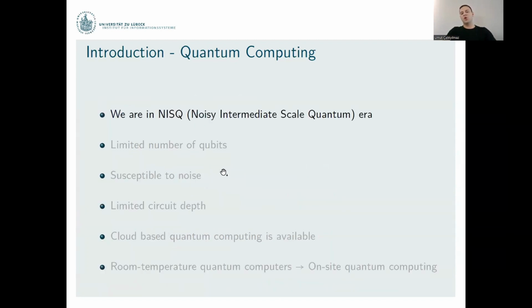We are now in the noisy intermediate scale quantum era, which means that we have a limited number of qubits in our quantum computers, and these qubits are susceptible to noise. So we have to limit our computations to a short time. So we have limited circuit depth. Now, cloud-based quantum computing is available, but these quantum computers run at very low temperatures. But in the recent future, we'll have room temperature quantum computers and also on-site quantum computing with that. So with on-site quantum computing, the latencies will be lower.